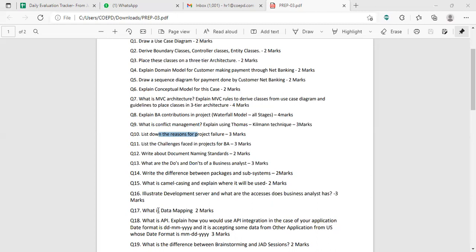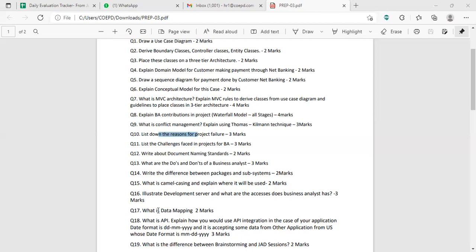The 8th one talks about what are the BA contributions in the project waterfall model, all stages, which is a 4 marks question. So basically you have to explain what does the BA do in a waterfall model, what are the complete stages in the waterfall model, what is the business analyst contribution in the waterfall model. Probably BA would gather the requirements, document them. So you have to explain everything in the waterfall model, starting from the pre-project phase to the deployment phase. Okay, so please explain the contributions in the project of the BA.